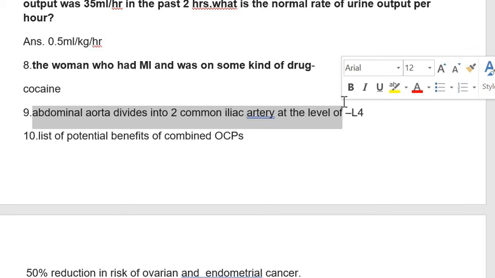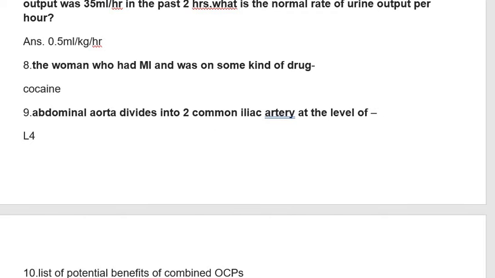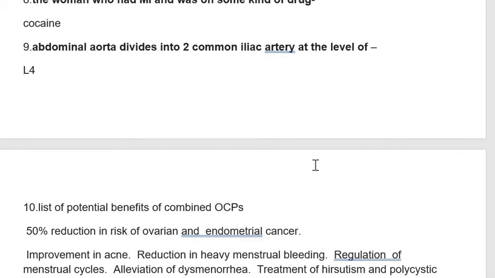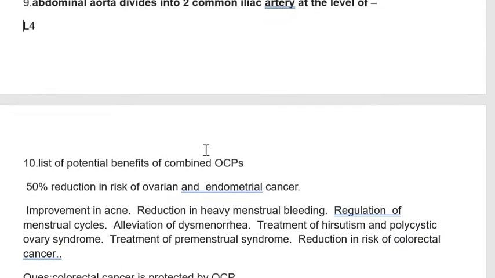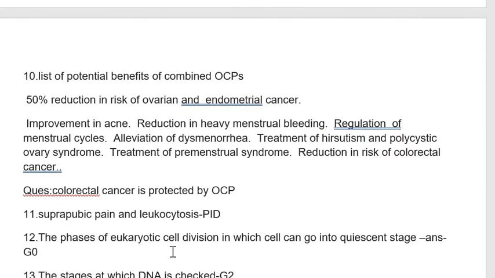Another question which is asked in each exam is: the abdominal aorta divides into two common iliac arteries at the level of which vertebra? Your answer is L4. These levels are very specific. I have made a separate video on the levels. They are important landmarks where other blood vessels arise, or where nerves have their root values, and where blood vessels originate from the larger blood vessels. Remember them very well. So L4 is an important landmark where the aorta divides into two.